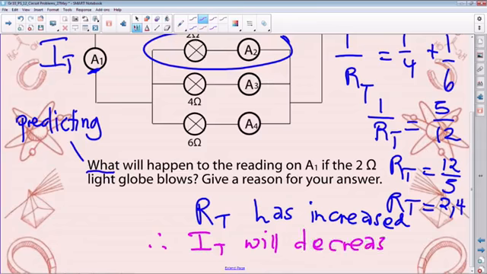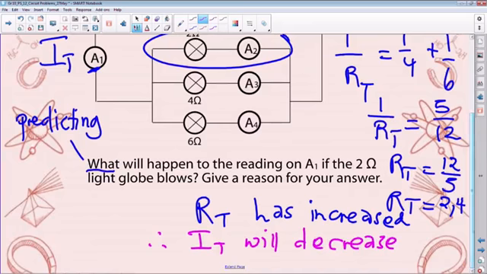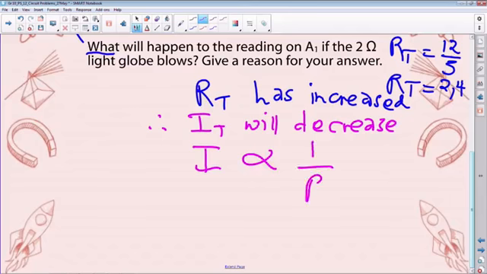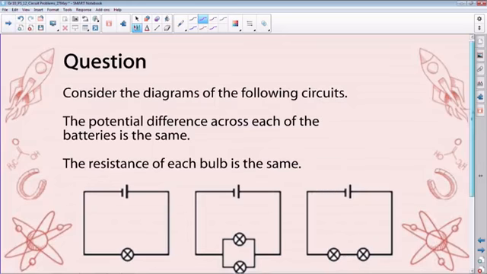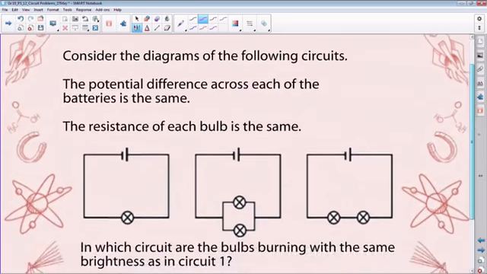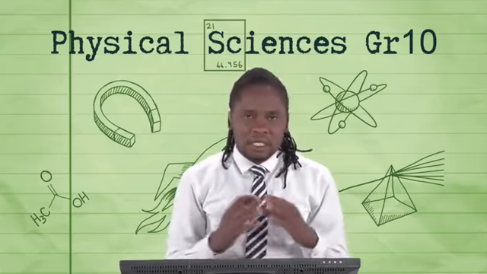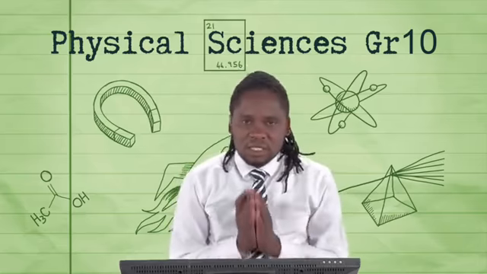Total current is definitely going to decrease, because we said that the relationship that exists between current and resistance is that they are inversely proportional, provided that the voltage remains constant in a parallel combination. Very, very important. Now, I'll quickly go through the context of this problem just to consolidate one or two ideas as far as electric circuits are concerned.